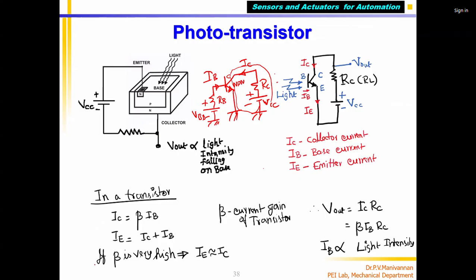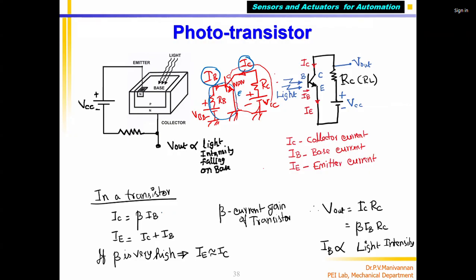Similarly, from the base, you apply a voltage. From the plus of this supply, the current enters the base terminal and comes out through the emitter terminal, correct? That completes the circuit. There are two currents, one is IB, the other is IC. Both are related. Note down the formula.